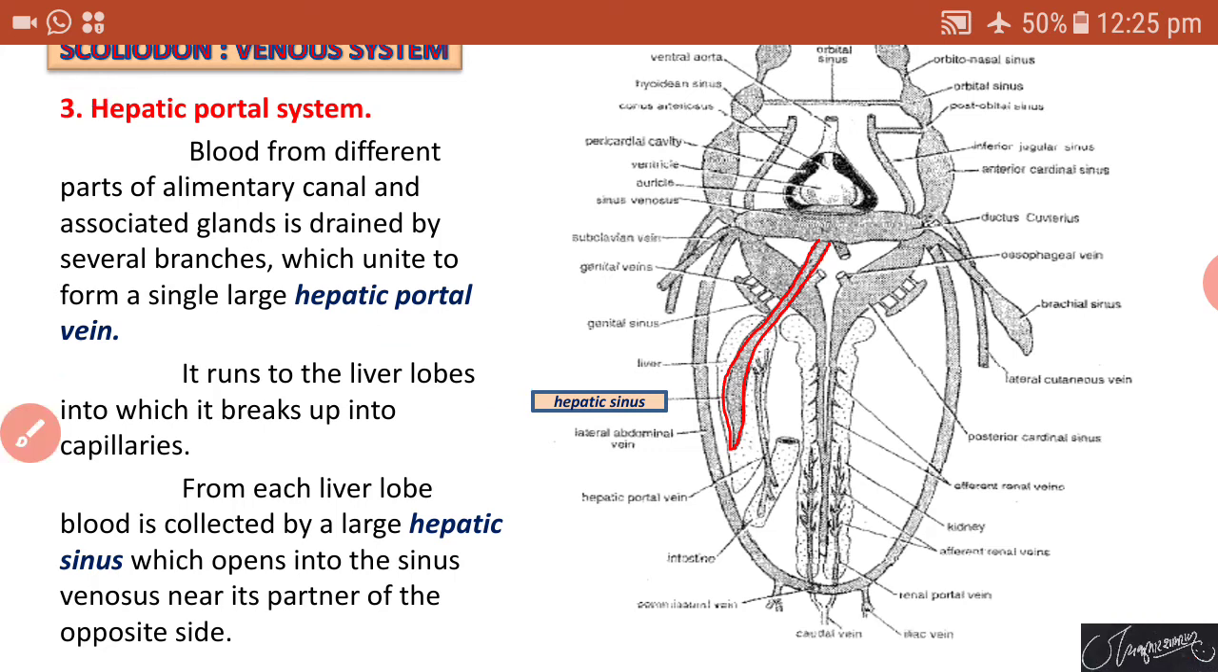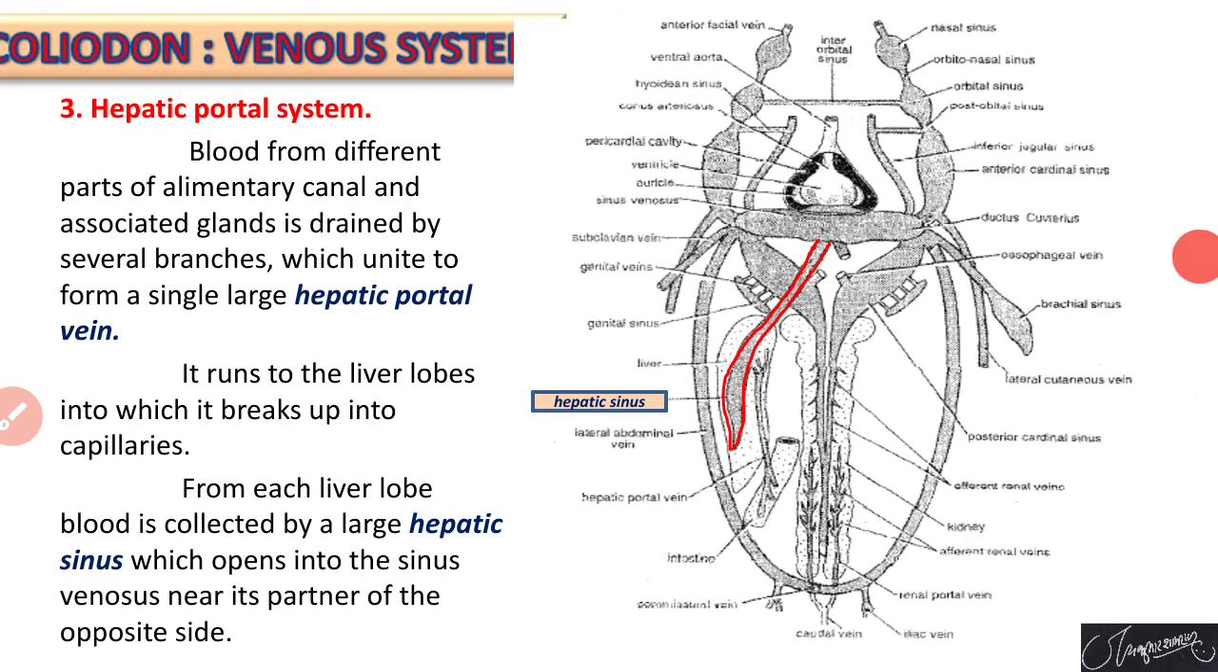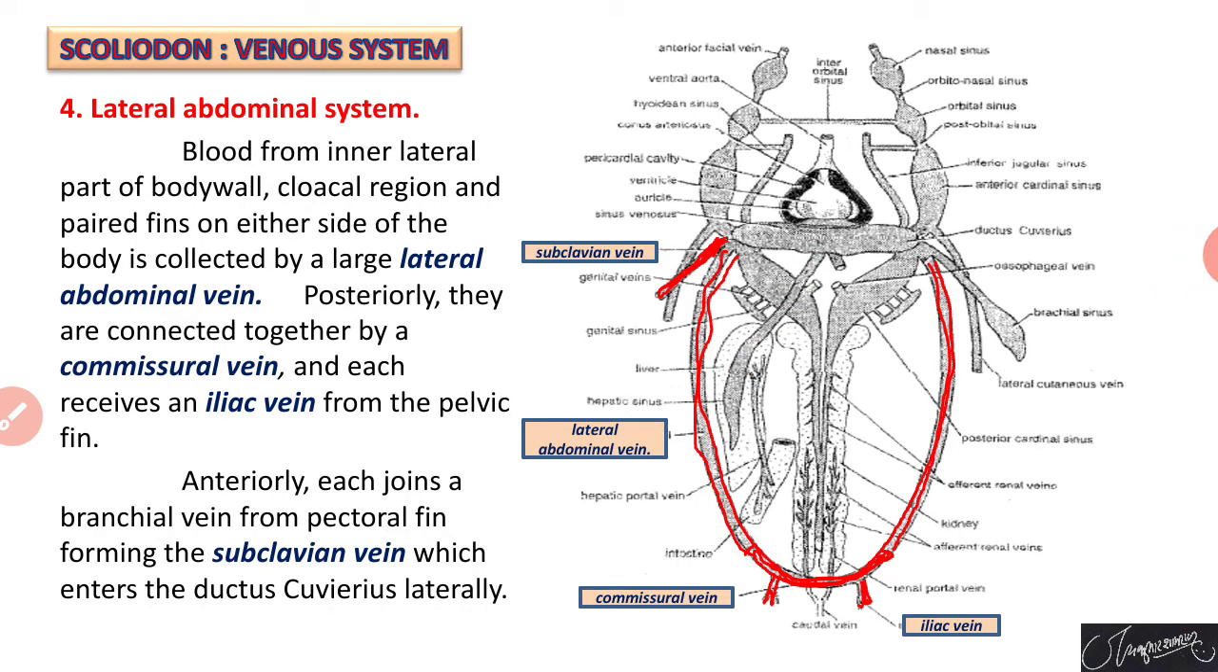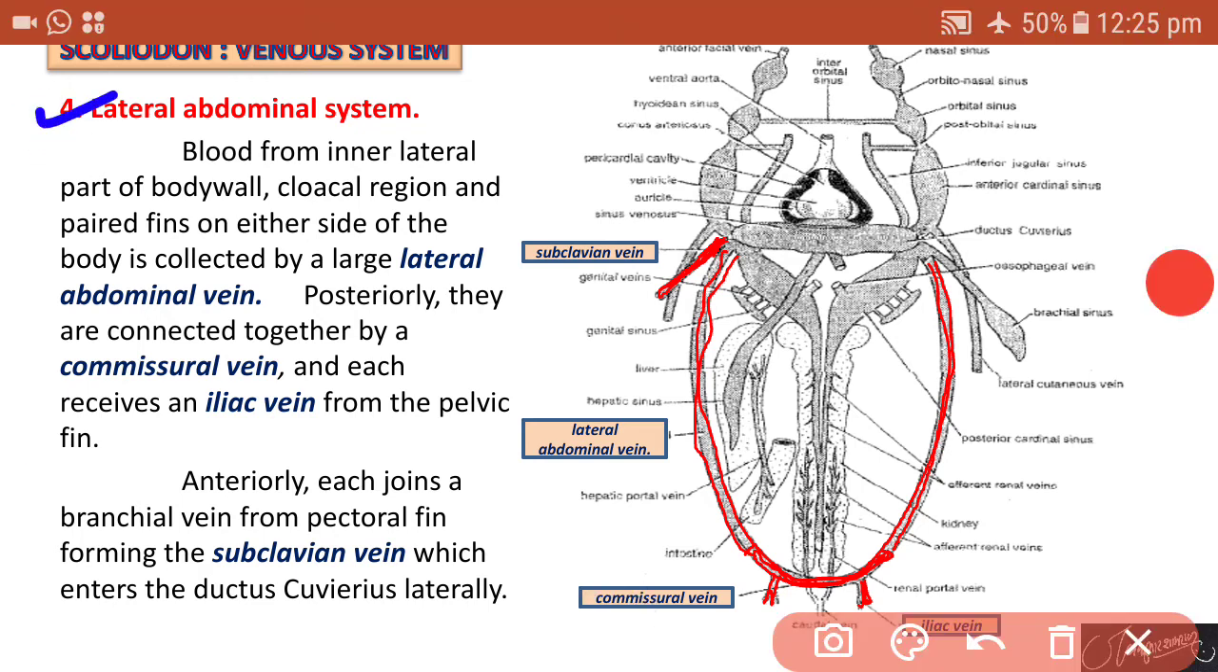This is about the hepatic portal system, which was the third part related to the venous system of the Scoliodon. Now the fourth part, lateral abdominal system. The lateral abdominal system collects blood from the lateral part of the body, like the cloacal region, paired fins and some lateral parts of the body.